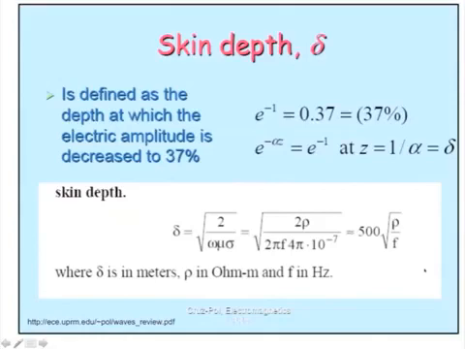So the skin depth is not just a function of the ground; it's a function of your whole experiment, because your whole experiment is going to tell you what your frequency is that you're using.